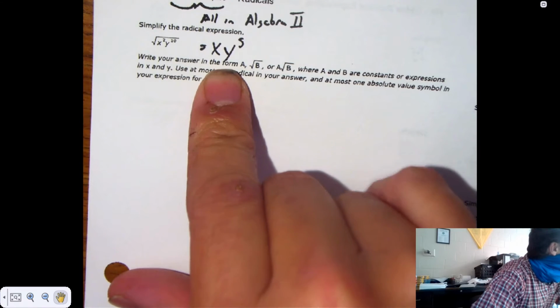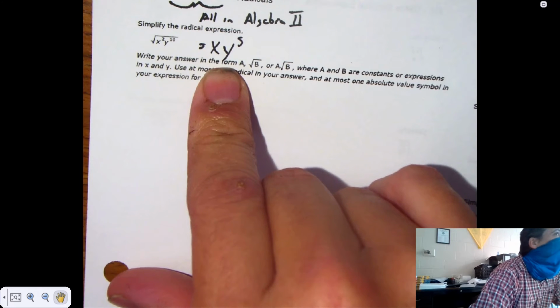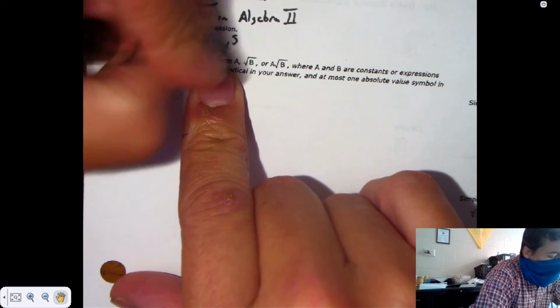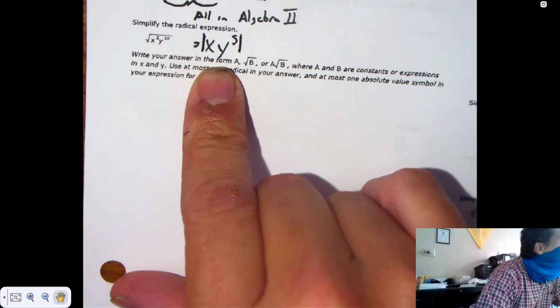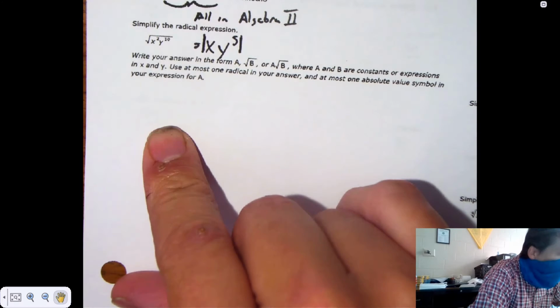IXL won't accept that. It's not right. Technically, it's not right. It's never really been a big deal, and I always thought it was kind of silly, but it needs a set of absolute value bars on it. Here's the reasoning behind that.